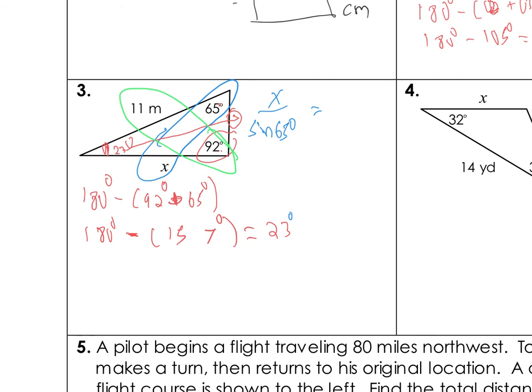Better be safe than sorry, at least I know the angle. In the future, you gotta solve for everything anyway. So I'm gonna put 11 centimeters over the sine of 92 degrees. And when you do all the math, you get x will be equal to 11 sine of 65 over sine of 92 degrees. X will be in meters in this case.